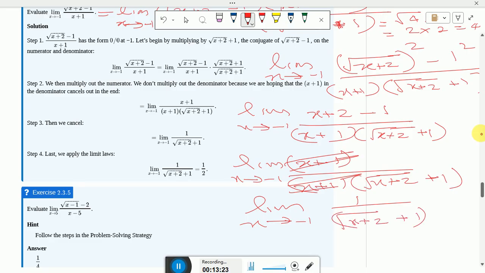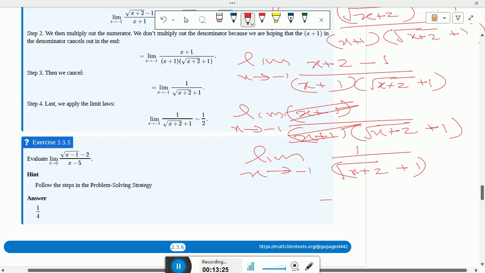Now we can directly replace the values. So 1 over square root of, for x we can put minus 1 plus 2, plus 1. Now we can write 1 over square root of 1 plus 1. The square root of 1 is 1, so 1 plus 1. So 1 over 2. This is the answer, right?